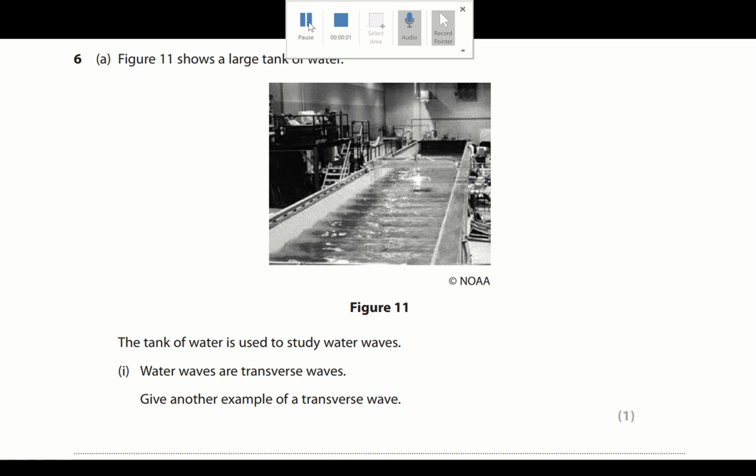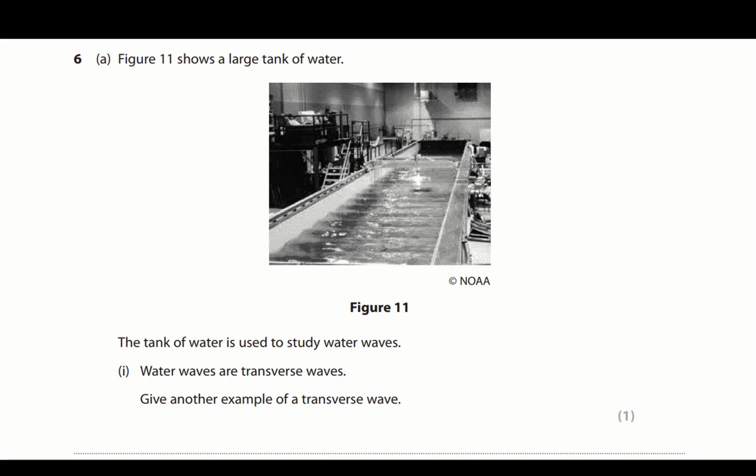Okay, question 6. We've got a question about some waves, and we can see a massive water tank, a ripple tank. You'll remember playing with the little ones in the lab. I think you probably did the practical 2 or 3 times. So what we're going to look at now is water waves. Water waves are transverse waves. So what do we know that means?